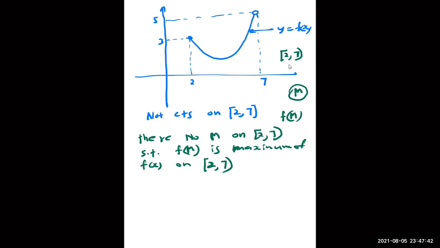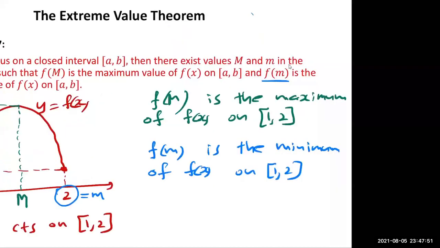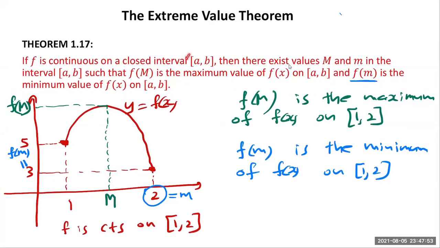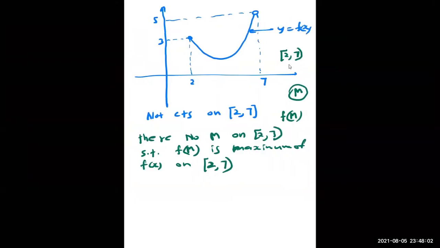In that case, you cannot find an uppercase M such that f of M is the maximum of f of x on the interval. So in this theorem statement, this interval being closed is a must. It has to be a closed interval. If it is an open interval or half open, half closed interval, you cannot apply the theorem.